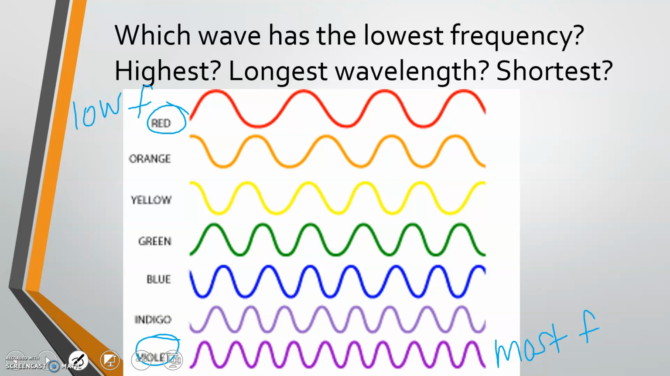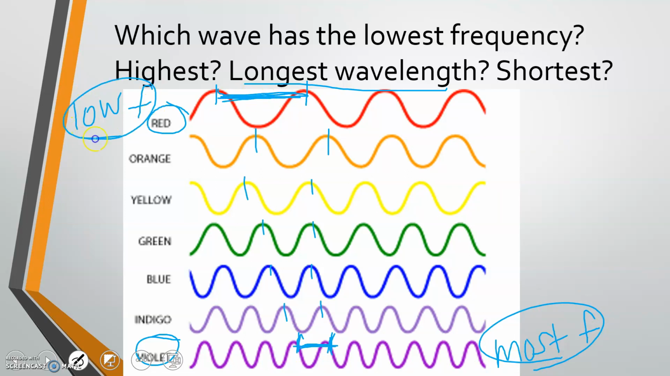All right, what about the longest wavelength? Remember, wavelength is the measure from crest to crest. So if you did a measure from each crest to crest, you notice that as we go through the colors, they're getting closer and closer together, right? So the longest wavelength is still going to be red. That is the longest wavelength. So the shortest wavelength is going to be the purple. Notice how the shortest wavelength goes with the highest frequency. The longest wavelength goes with the lowest frequency.